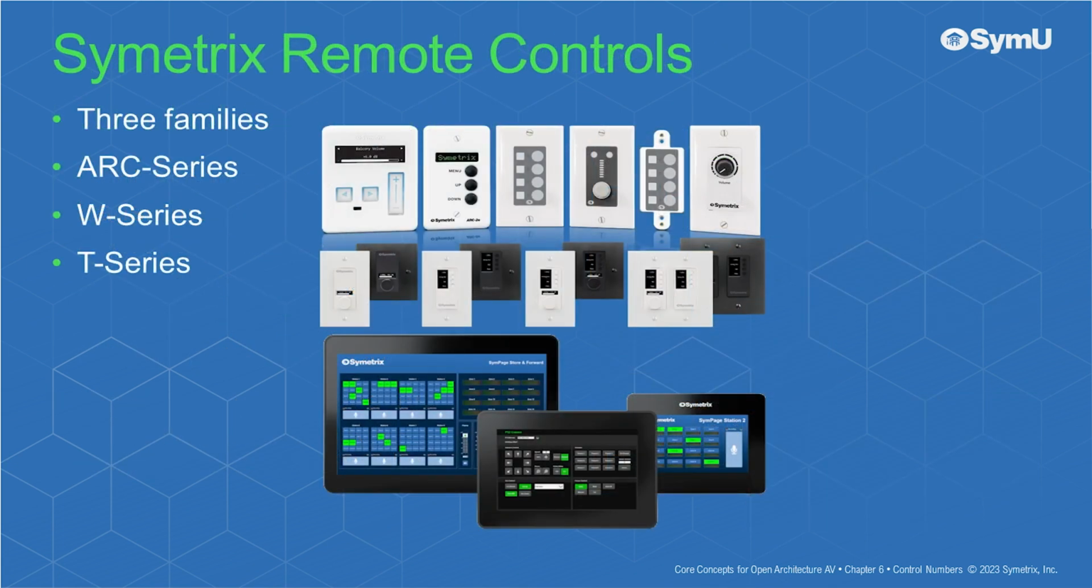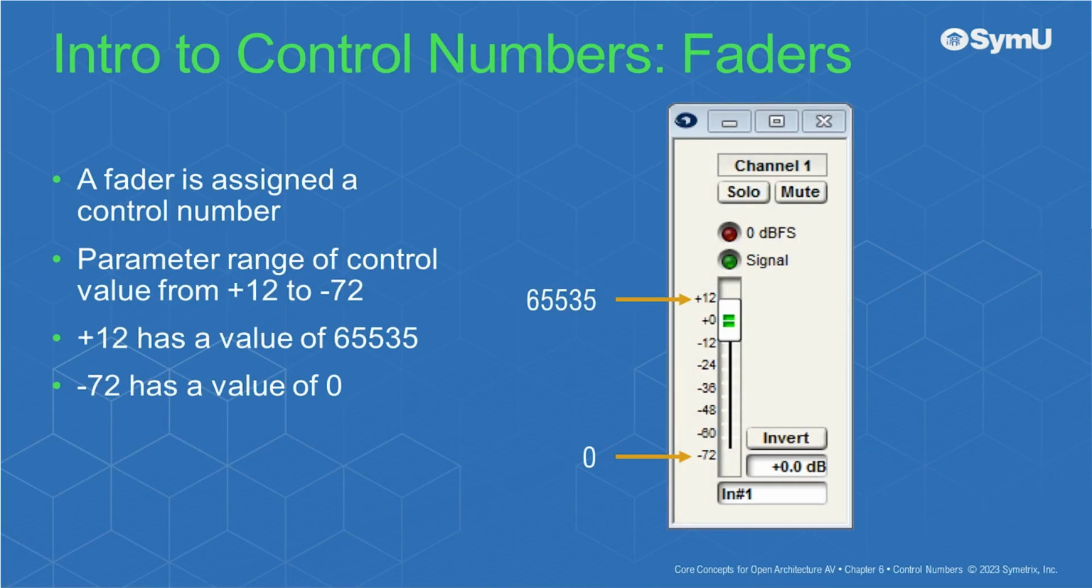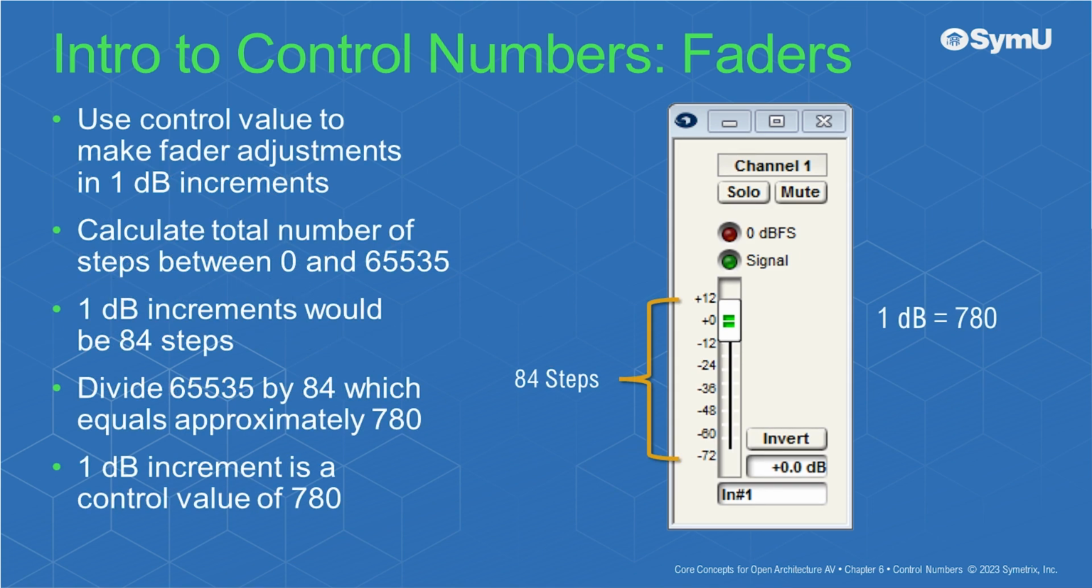Symetrix manufactures 3 different families of remote controls: the ARC series, the W series, and the T series touchscreens. In this example, a fader is assigned a control number and has a range of control value from +12 to -72. +12 has a value of 65535, and -72 has a value of 0. To use the control value to make fader adjustments in 1 dB increments, first calculate the total number of steps between the minimum 0 and 65535, being -72 dB and +12 dB respectively. 1 dB increments would be 84 steps. Divide 65535 by 84, which equals approximately 780. Therefore, a 1 dB increment is a control value of 780.